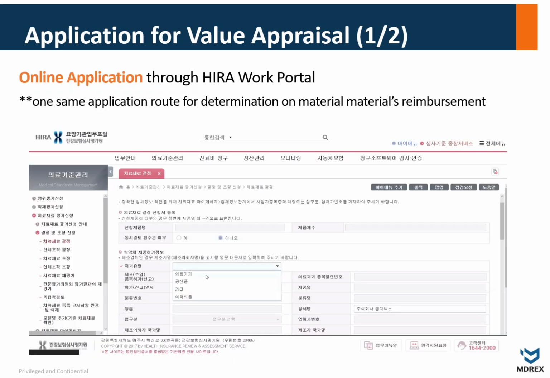Now, let's take a look at the application system. Value appraisal application is made through the HERA work portal. Here, value appraisal application does not stand alone, but is the same one as the medical material determination form. There is only one form on the system, one application for medical material reimbursement application, so the type of appraisal should be marked.